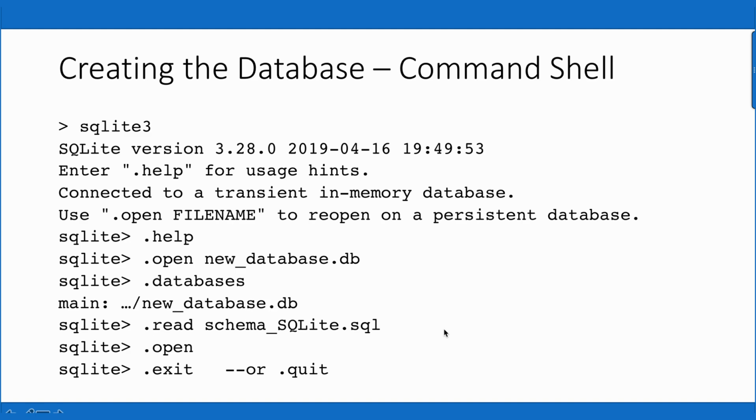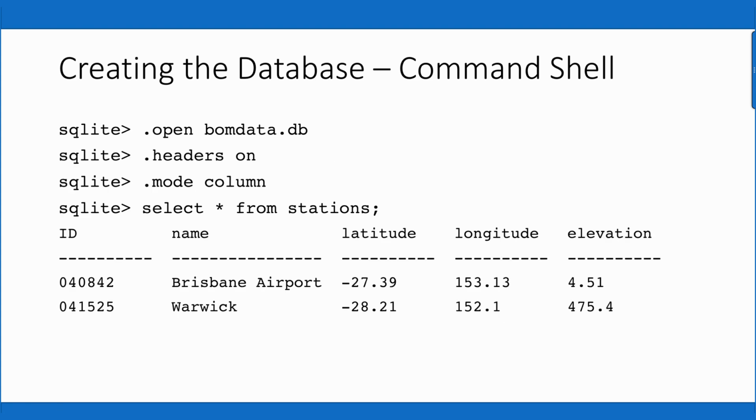Creating the database. And for review, here are some of the SQLite dot commands that were used. So here we have .help that gives all the commands. Open, as mentioned before. .databases shows what has been opened. .read, as mentioned before, executes the script. .open, without any argument, closes any open databases. And .exit or .quit closes SQLite. Some other commands, headers on and mode column allow us to create queries that are formatted in a reader-friendly format.